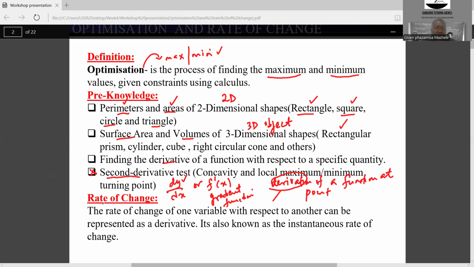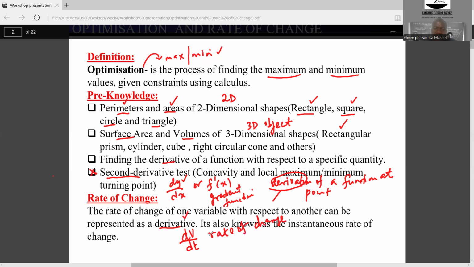Then the other one is the rate of change, where we say the rate of change of one variable with respect to another variable can be represented by using a derivative. So when you talk about a derivative, this has to do with a rate of change. For example, let's say dV over dt. This is an example of a rate of change.